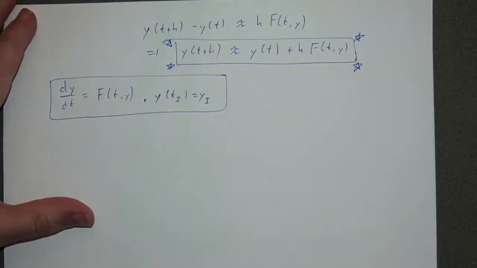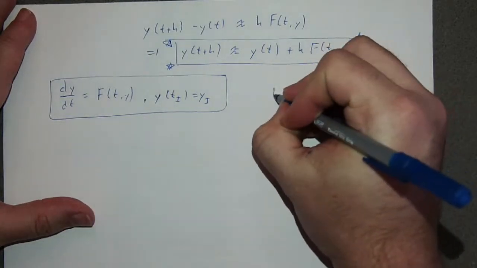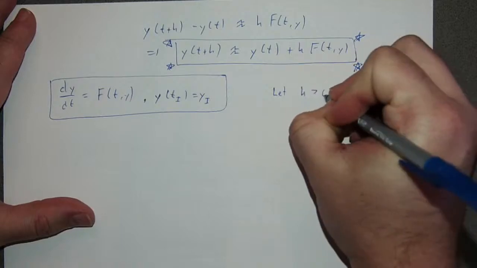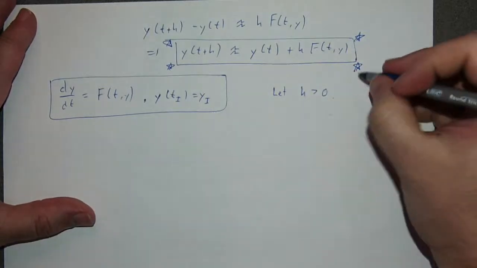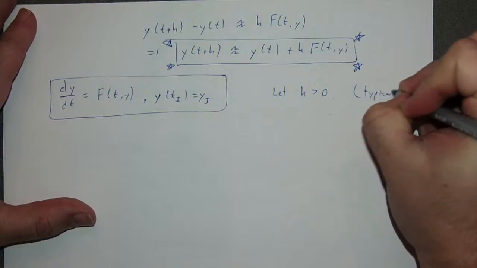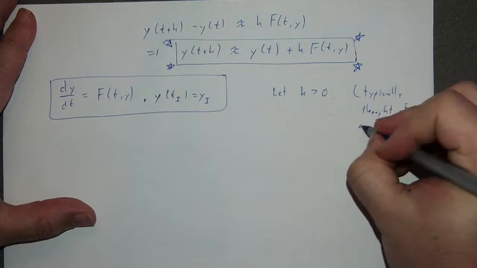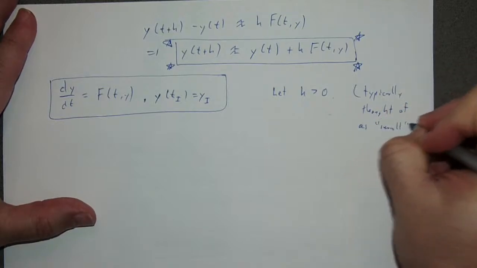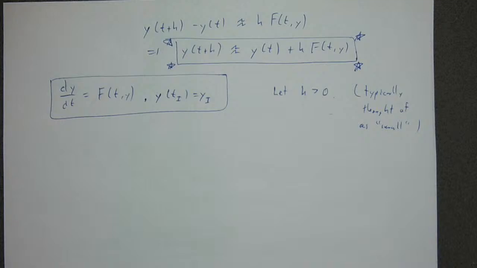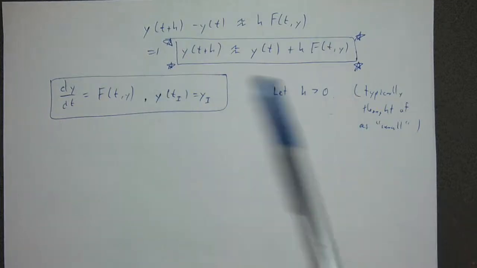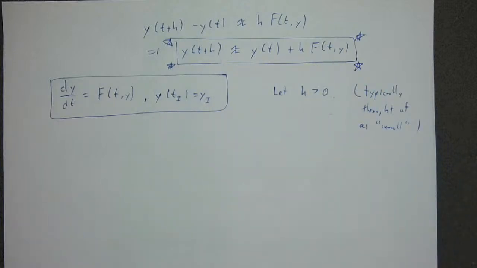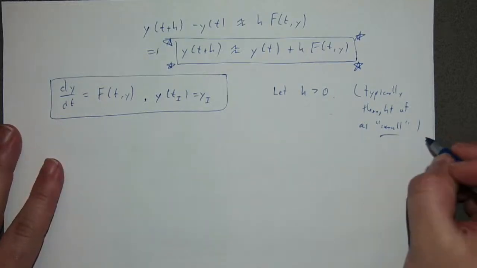So I could say, let h be some positive quantity that I typically think of as small. Now, what does small mean? Obviously, small depends on the problem in question, but in some sense it is small so that this relationship holds. This came directly from the limit definition of the derivative. So it's typically thought of as small.